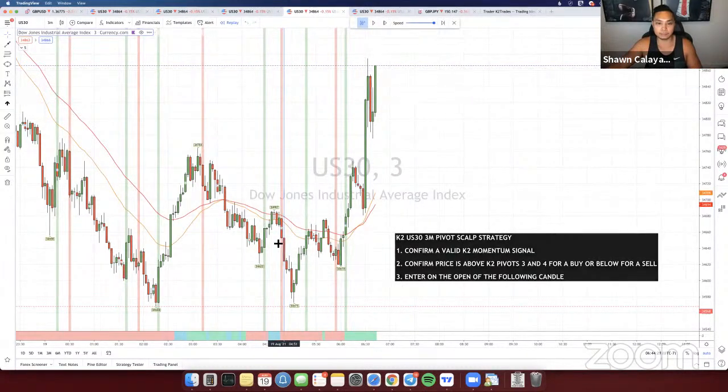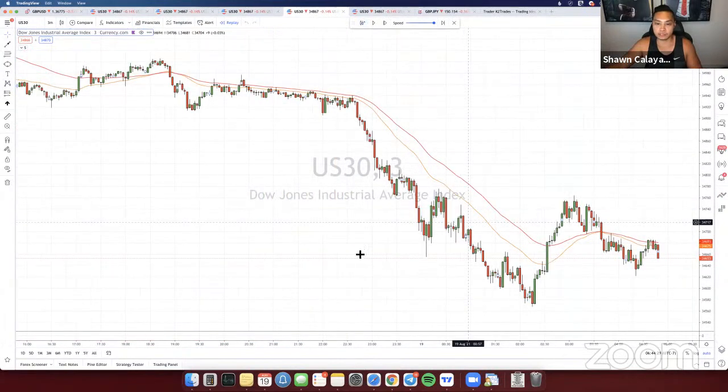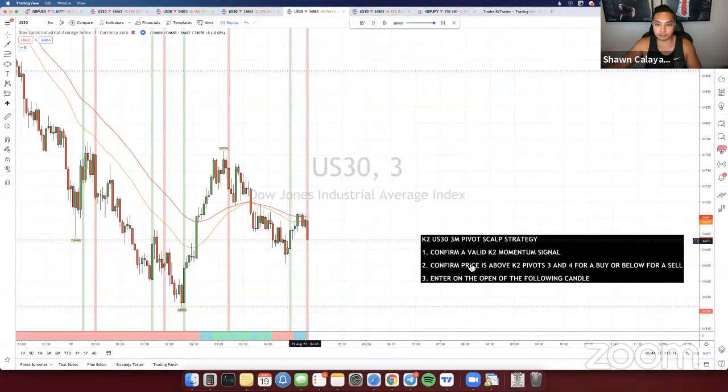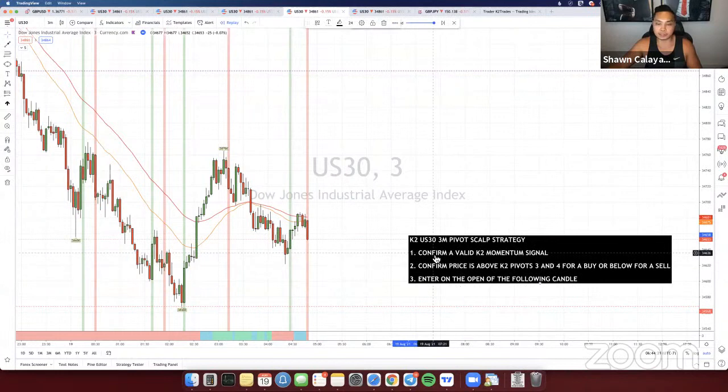Here's an example right here. So for this red K2 momentum signal right here, for one, you want to confirm a valid K2 momentum signal, right? Right here we have a valid signal because it's a red sell signal with the red candle within it. So that's a valid K2 momentum signal. For two, you want to confirm prices above the pivots for a buy, and if it's below, for a sell, right? We're looking for a sell here.